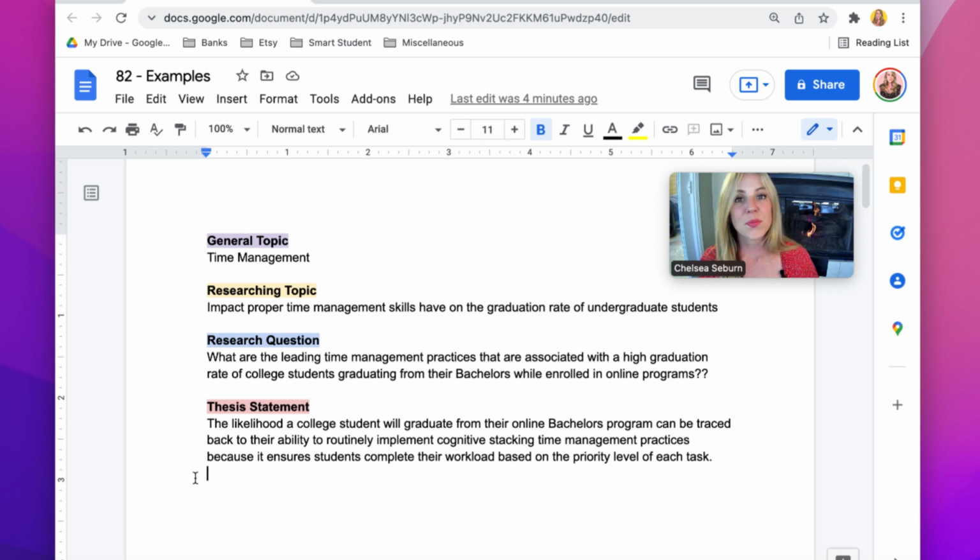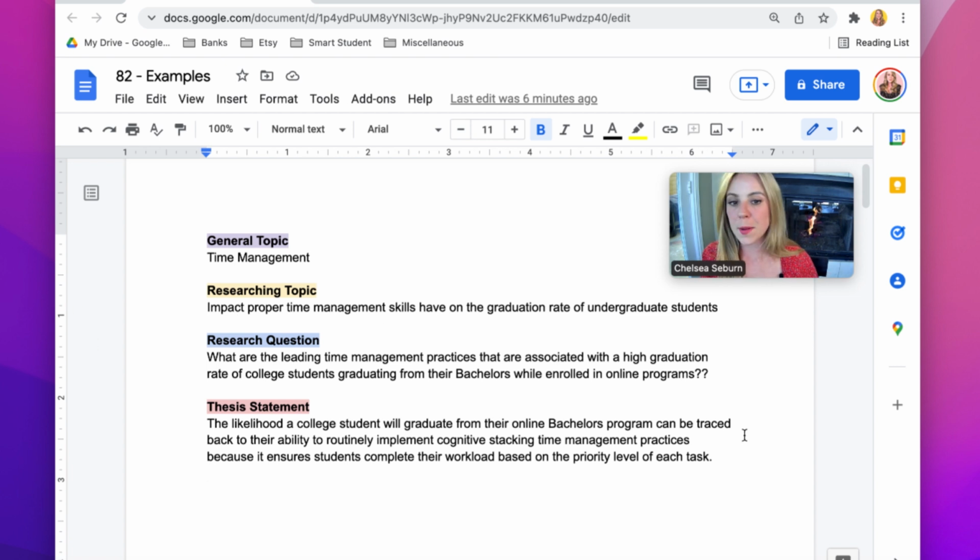So the last thing I'm going to do here before we move on to the next example is we're going to run what I like to call my 3-component test, because a good thesis statement should always contain 3 components. You need your topic, your position on that topic, and some evidence to support your position. So the first thing would be to look for that topic. Is it in our thesis statement? Yeah, it is. We're talking about time management skills and how it impacts the graduation rate of undergraduate students. Great. Now we need to ask ourselves, okay, what position did we take? And what did we learn regarding our topic?